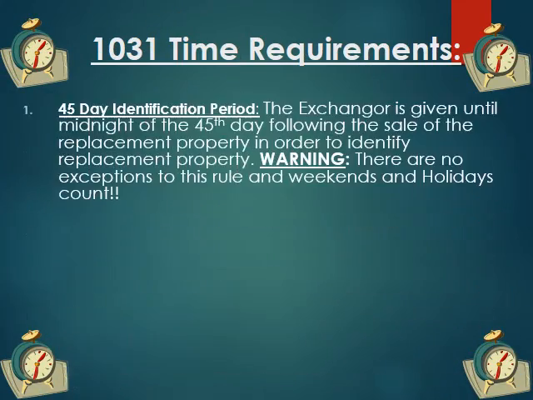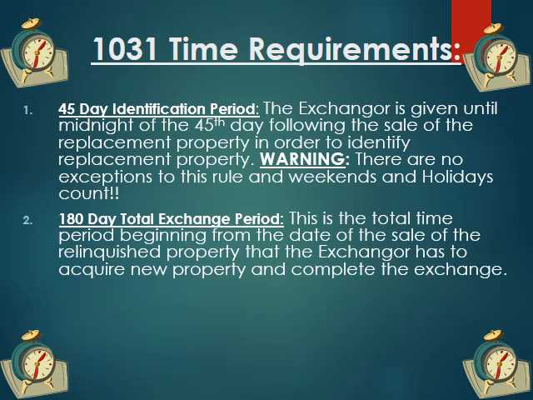Time requirements. You have the 45-day identification period. The exchanger is given until midnight of the 45th day following the sale of the relinquished property in order to identify replacement property. Sorry about that error. Warning, there are no exceptions to this rule, and weekends and holidays do count. So if your 45th day falls on a Saturday or Sunday or on a holiday, you've got to make sure you get the identification document sent to us, and that way we can timestamp, and our email inbox works as a timestamp.